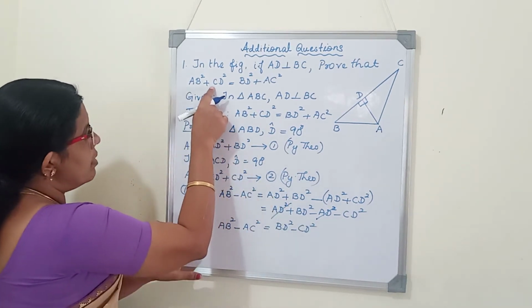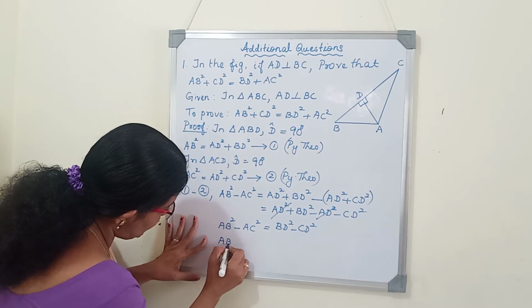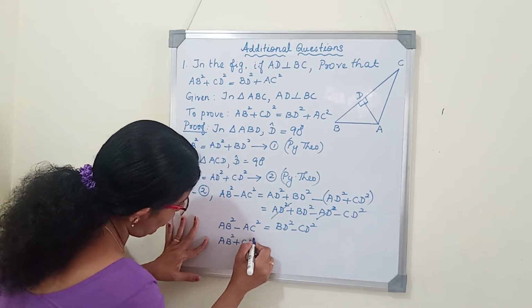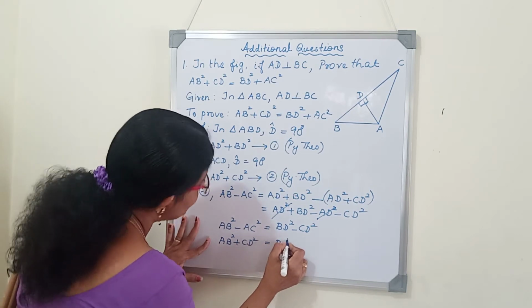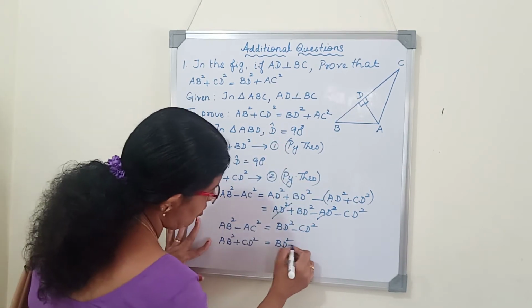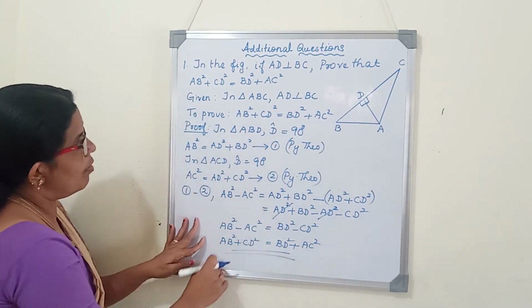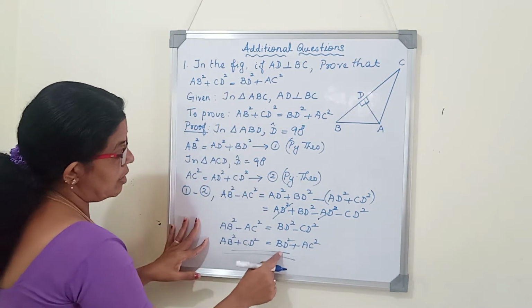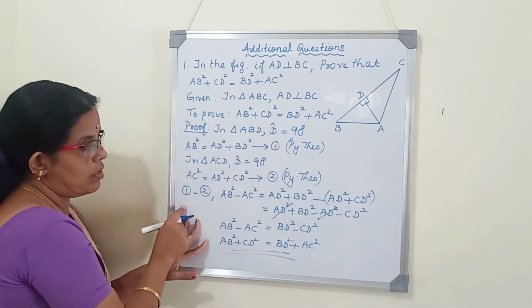We want AB square plus CD square. So minus CD square we will take to the left side, and it will become plus CD square. On the right side we want BD square as it is plus AC square, so bring AC square to the right side. So we proved that AB square plus CD square equals BD square plus AC square. According to the question, we have to add or subtract the equations.